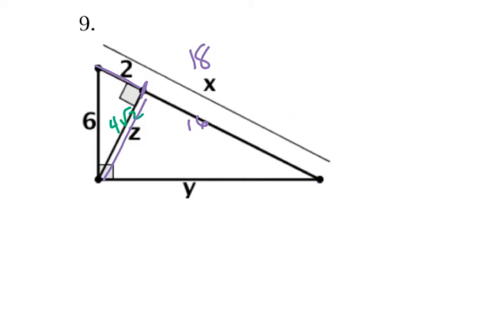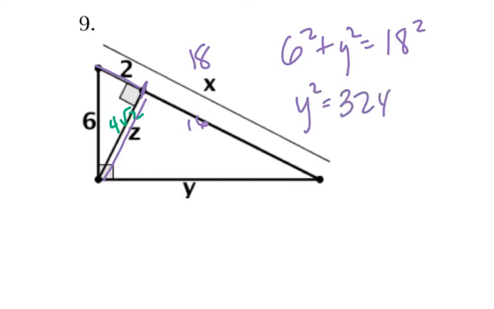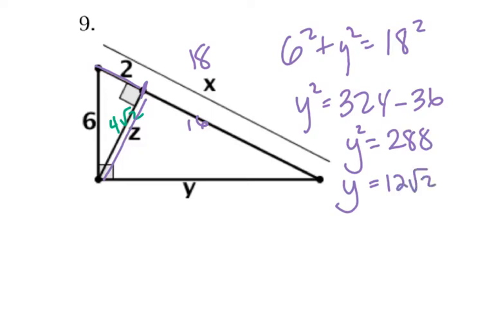Okay, last, to find y, I'm going to just use the Pythagorean theorem and say 6 squared plus y squared equals 18 squared. So I'm going to have y squared is equal to 324 minus 36. And so I can simplify that radical. And so I'm going to get y is equal to, it comes out to be 2 square root 2. And so that's how you do that.